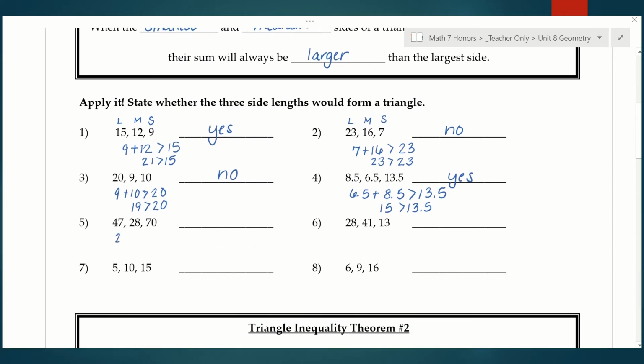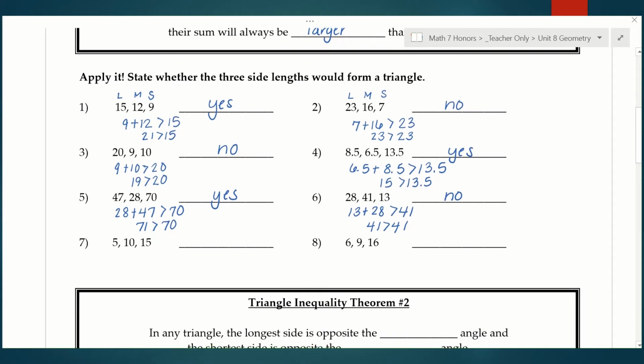Number 5, we have 28 plus 47. Those are the two smaller. And is that greater than 70? It sure is. 71 is greater than 70, so that would create a triangle. Number 6, if I add the two smaller, I need it to be greater than 41. And in this case, I get exactly 41, so that would not work. That is not greater. So can't make a triangle out of that.